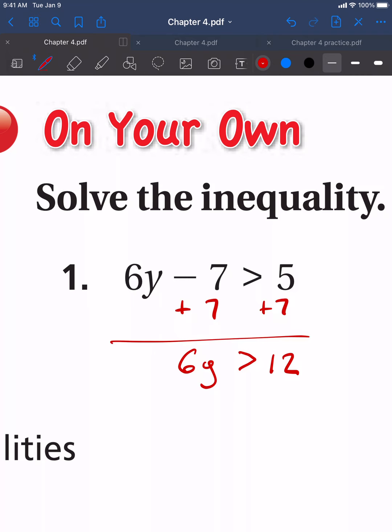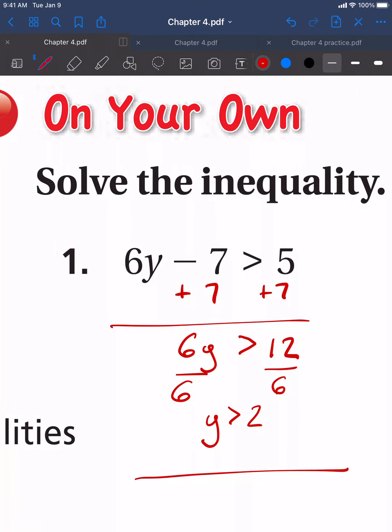Now how do I get rid of the 6? Good job. Divide by 6. Now, 12 divided by 6 is 2. So it's going to be y is greater than 2. How do I graph that? Go to the 2.